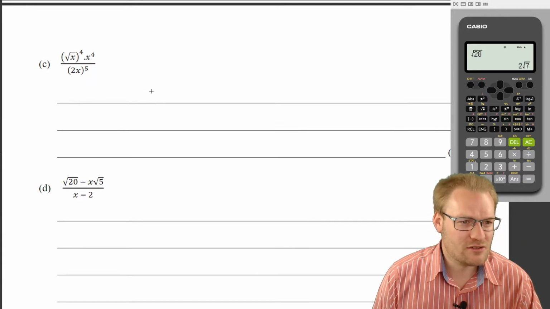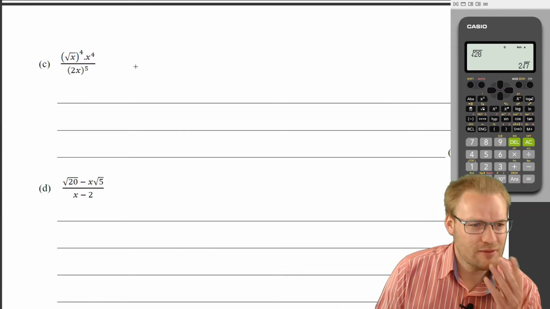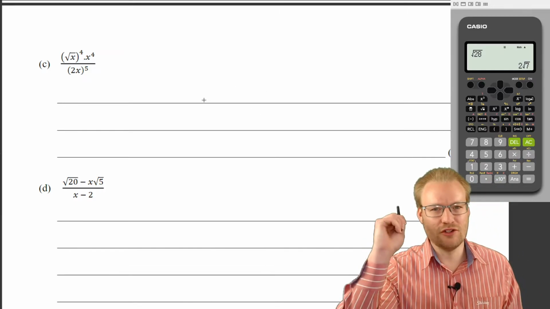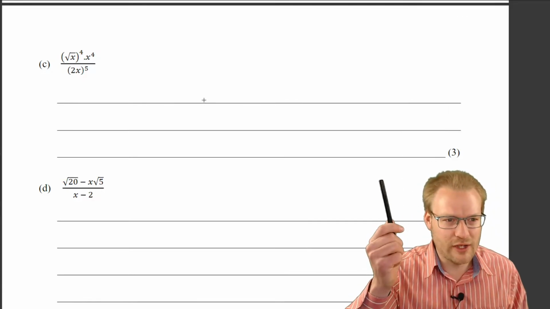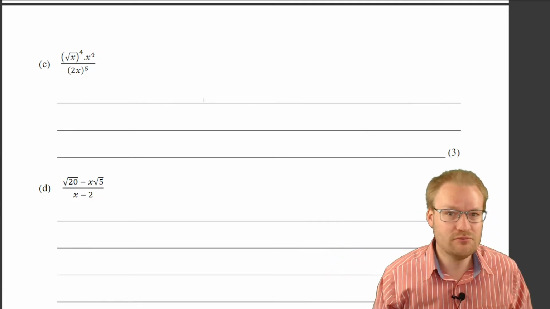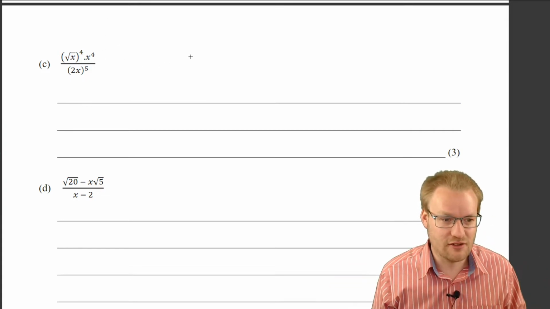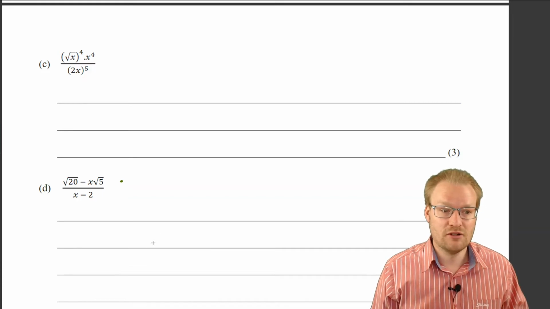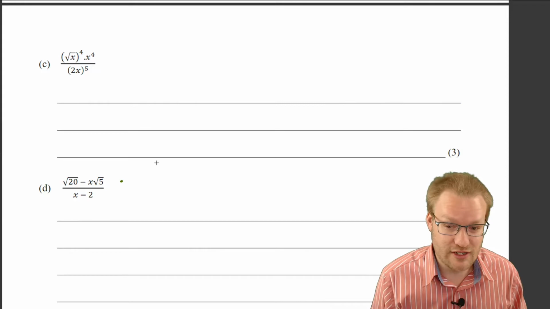Square root of x to the 4 times x to the 4. Okay, so maybe here's a good question to test: how many terms are there in the numerator? Well, there's just 1. How many terms on the bottom? Well, also just 1. So we don't have to think about factorizing. And let's jump ahead and look at question D. How many terms in the numerator of question D? Well, there are 2, so jumping ahead, we know we're going to have to factorize over there.